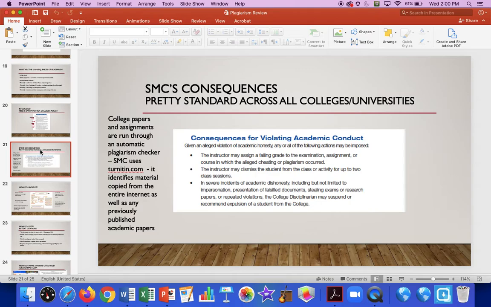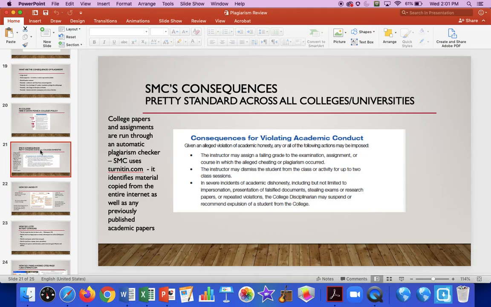And severe incidents of academic dishonesty, including but not limited to impersonation, presentation of falsified documents, stealing exams, and just repeated violations, you might be completely dismissed from college. They can kick you out of Santa Monica College, kick you out of whatever college you're in, and there's nothing you can say about it. You can be expelled from the college, and sometimes under certain circumstances, they can put a block on you reapplying to that college for 6 months, a year, however long they deem fit.